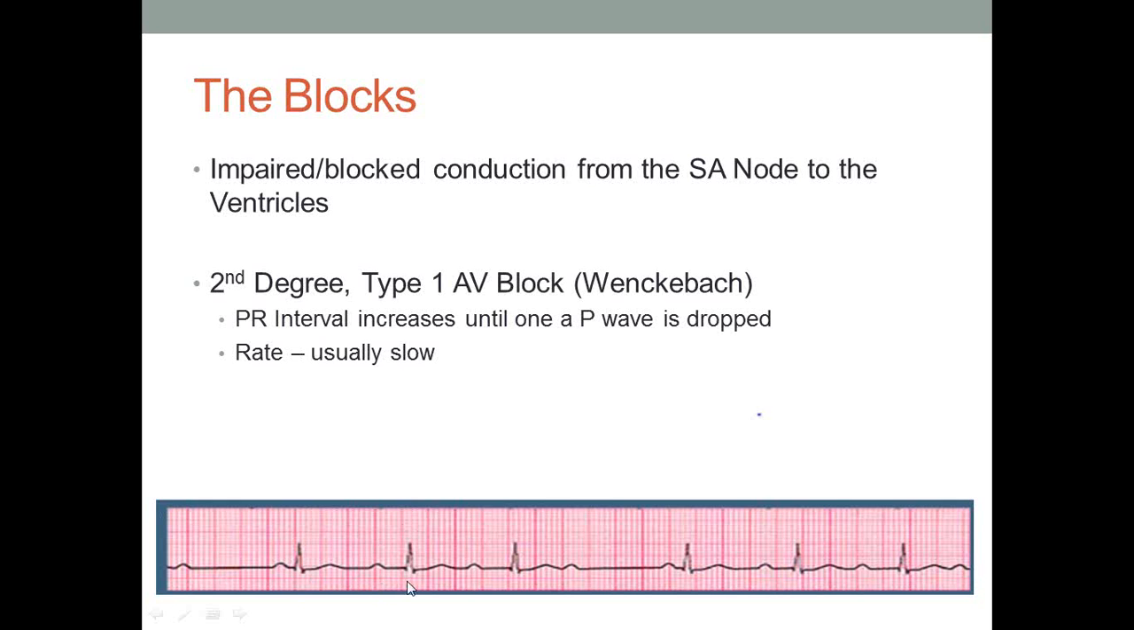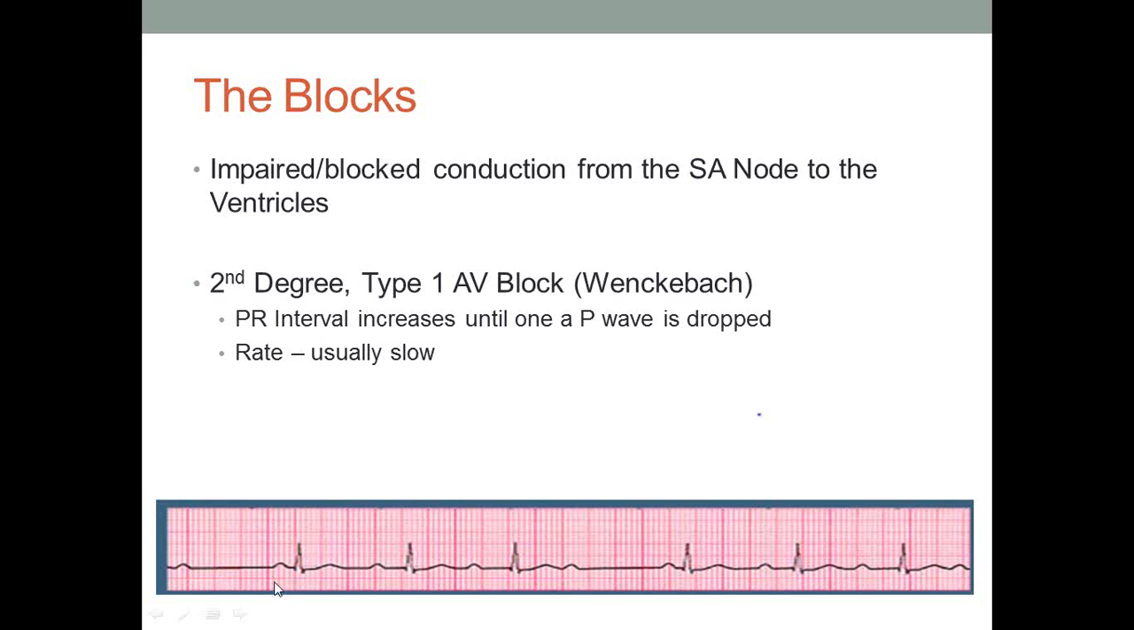Now if we look at the next complex, that PR interval is greater than 0.2 seconds. And now let's look at the next complex, and that interval is even greater than it was in the complex beforehand. So look at the PR interval. They're getting longer and longer until a QRS complex is dropped. So there's a P wave here, but it's not followed by a QRS complex. So there's some sort of impaired or blocked conduction between the SA node and the ventricles here.